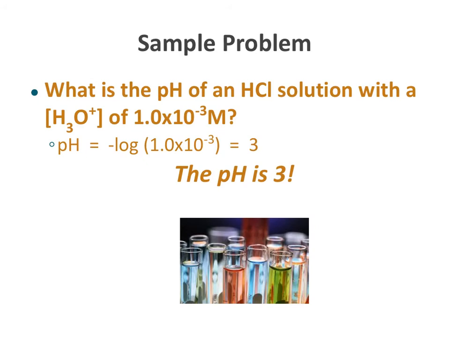Here's another practice problem. We again have our hydronium ion concentration for our HCl solution. That's another thing to mention: HCl starts with hydrogen and would dissociate and release a hydrogen, so it's an acid. So when we look at this, we expect that the pH should be acidic. When we do the calculation, the pH comes out to 3, which is acidic.